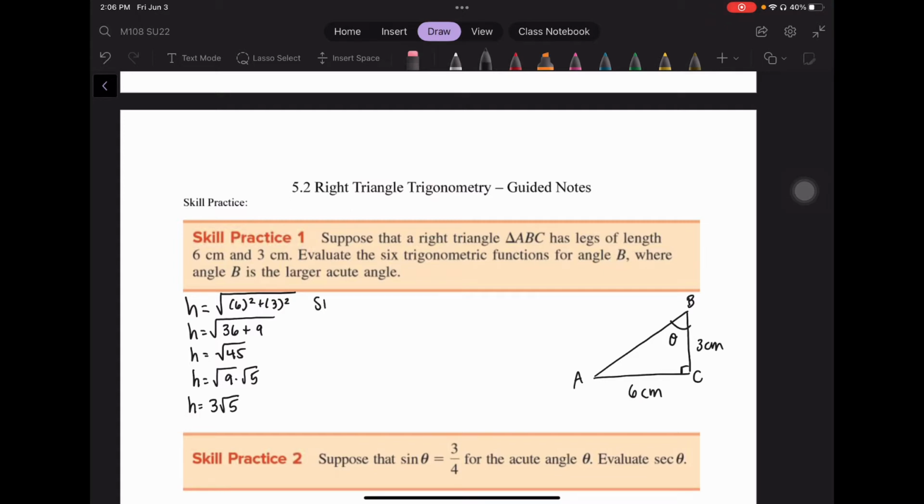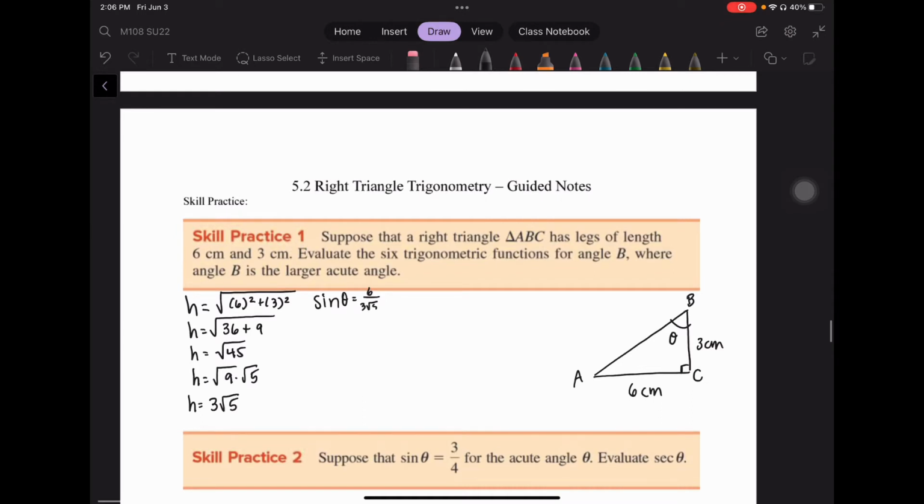So let's start out with the sine of theta. That's opposite over hypotenuse. So opposite theta is 6, and over the hypotenuse, which is 3 root 5. We want to multiply by the square root of 5 over square root of 5 to rationalize that denominator. That gives us 6 root 5 over 3 times 5, as the square root of 5 times the square root of 5 is just 5. And notice that I can actually simplify 3 and 6. That becomes 2 root 5 over 5 for the sine.